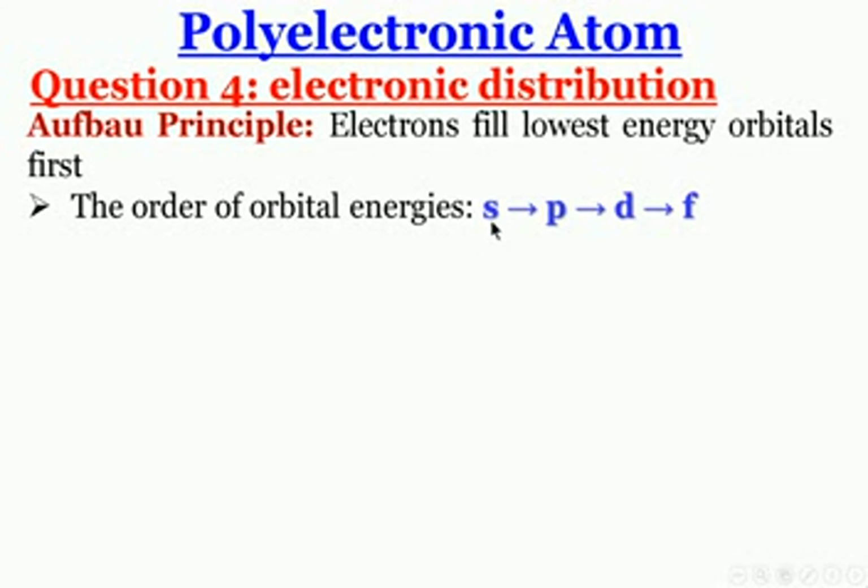Suppose we calculated the energies of s, p, d, and f for n equal 4. So this is for s, for p, for d, for f. By the Schrödinger equation, we found that the energy of 4s is less than the energy of 4p, less than the energy of 4d, less than the energy of 4f.